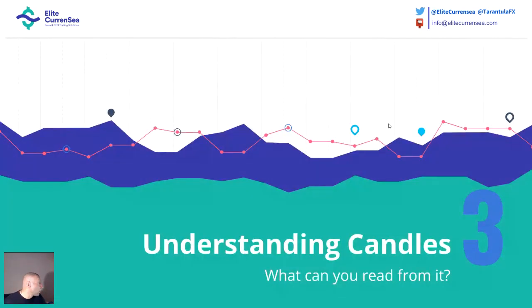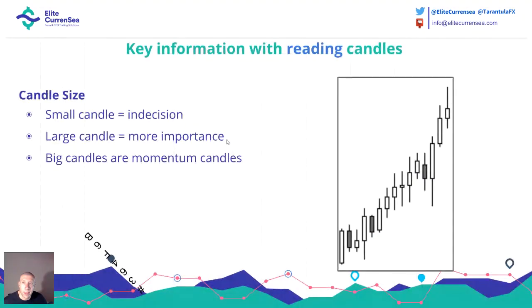Now, guys, regarding candles, what can you read from them? Candle sizes are very, very important. A small candle will usually mean indecision in the market. A large candle will give us more importance. Big candles, guys, are momentum candles. So, small candle is indecision, large candle more importance, big candles are momentum candles, okay?